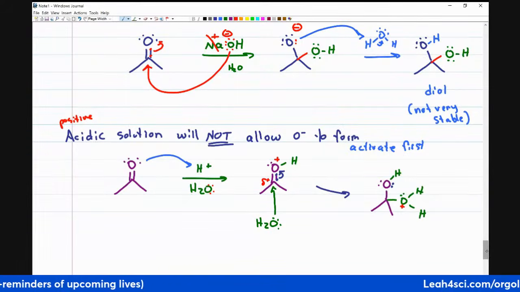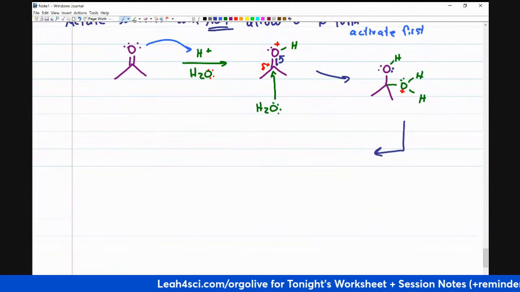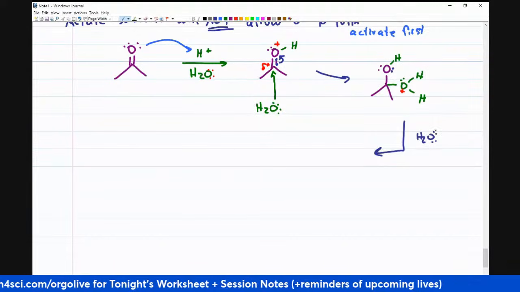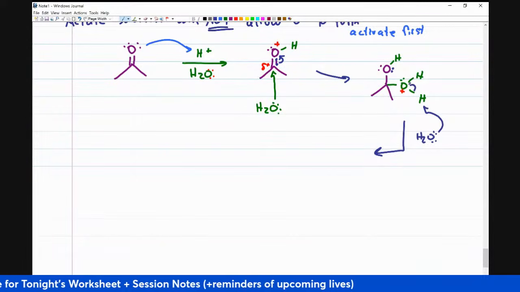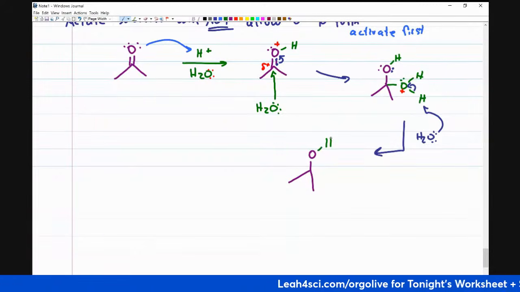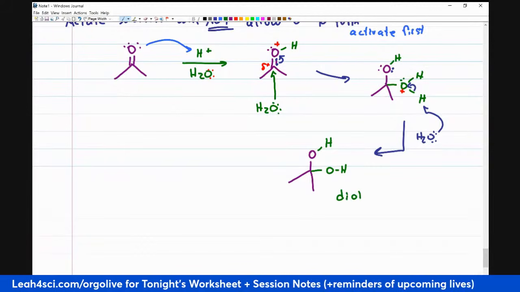We don't want to leave our product with a charge, so the final step is going to be deprotonation. In base, we protonated. In acid, we deprotonate. We'll use another water molecule in solution to grab the proton, give oxygen back the electrons, and that gives me a final neutral product, same as what we saw for the base catalyzed reaction. We just went about it in a different way. Once again, I have a diol.